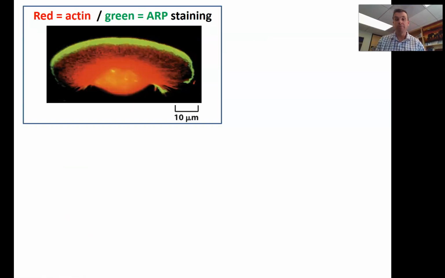treadmilling to occur. And we can see that with staining. So red is actin, all right, and the green is ARP staining. So you can see that this cell would be migrating, well, let me ask you, which direction is this cell going? What do you think?